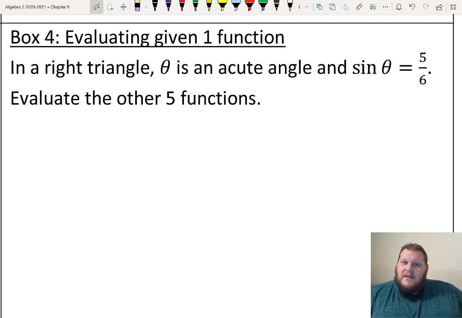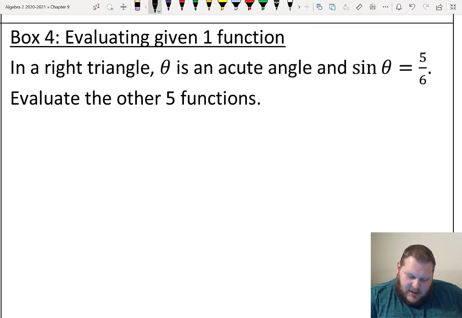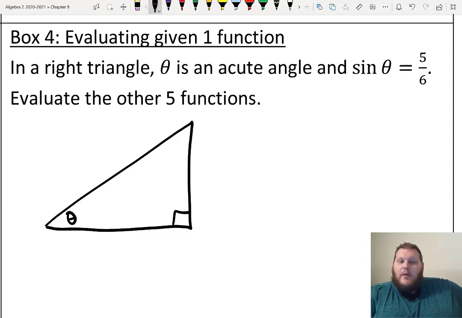So when we're given this, I always want to start by drawing a picture. I'll just sketch it freehand. If I set up a right triangle, it doesn't matter where you put the theta or what orientation your right triangle is in, as long as you decide where the theta is and everything else goes along with that, then you're fine.